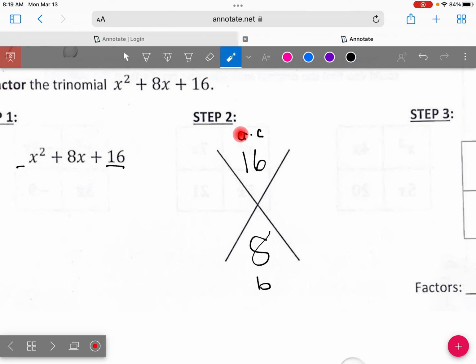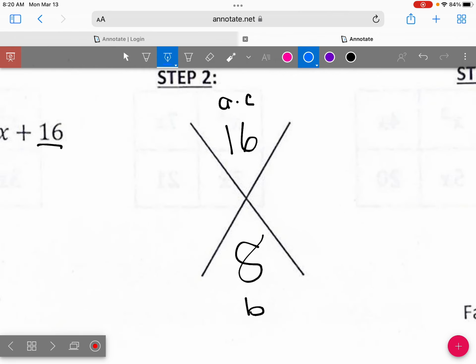I will almost always put the A times C and the B up there just because it helps me remember. I also almost always put "I need something that multiplies to the top and adds to the bottom" there because it helps me remember. Those are just tools for you to use. You don't have to use them. Same thing with the X frame, but they're just tools. What is a pair of numbers that multiplies to make 16 and adds to make 8? Yes, dear. 4 and 4. Yep.